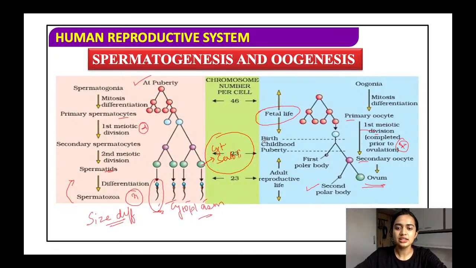Yes. Now seeing the number, as we know, in the start it is 46. In the first meiotic division it is 23. And in the second meiotic division again it is 23.